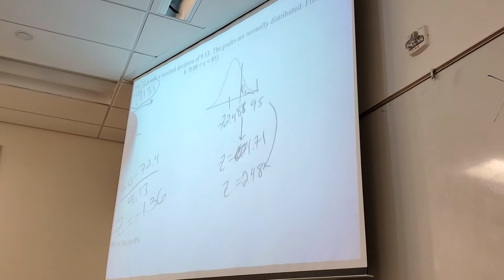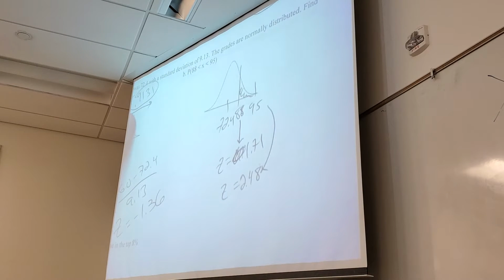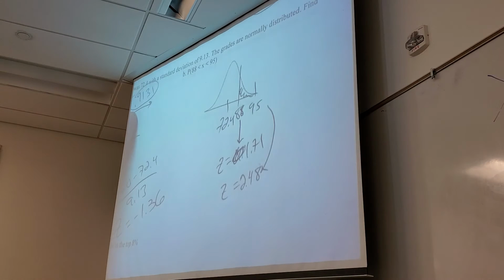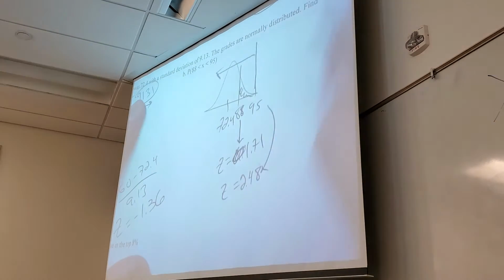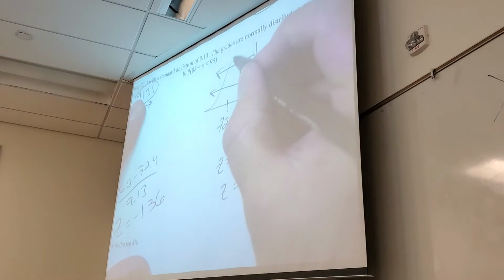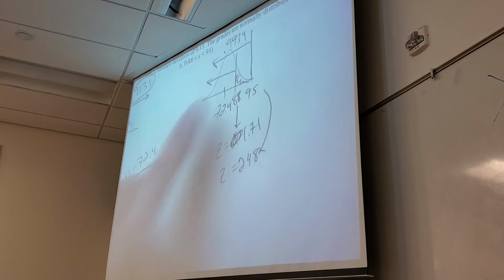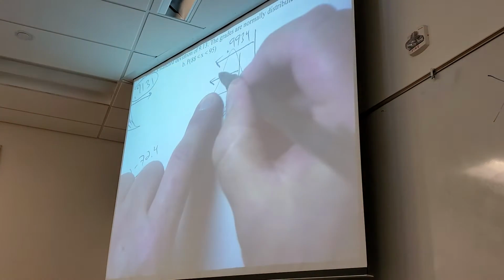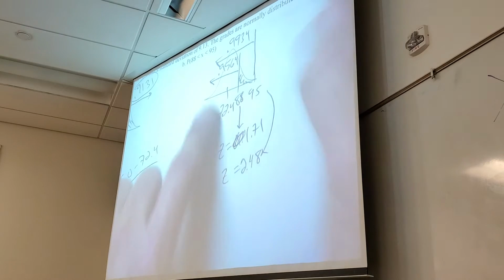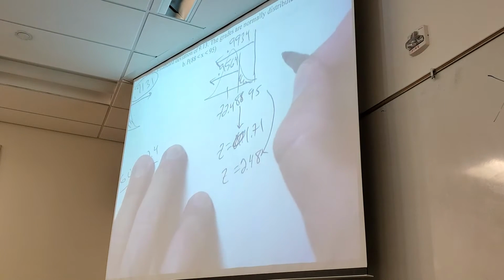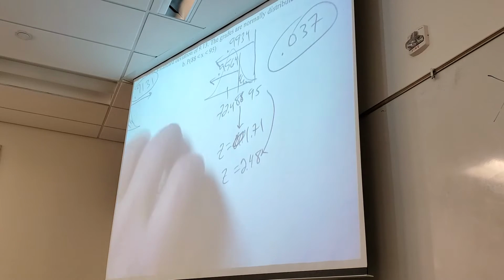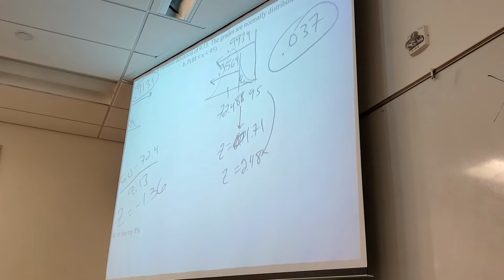And then if I look those up, I never subtract z-scores because then I'm somewhere else. Z-scores tell me where I am. So when you look up 2.48, what do you get? 99.34. And 1.71? 95.64. So when you subtract those two, you get 0.037. Kick ass.